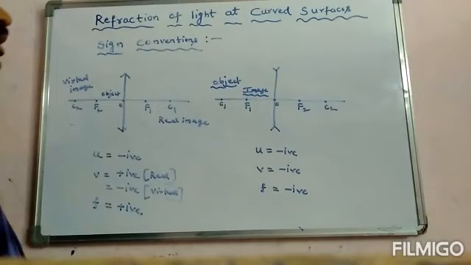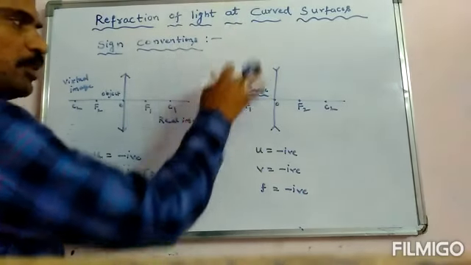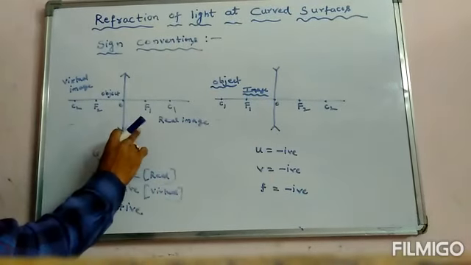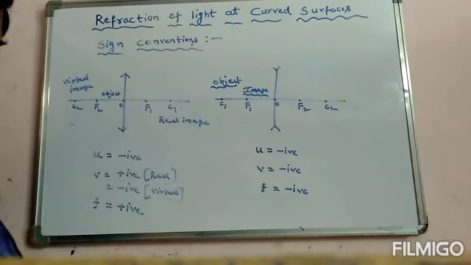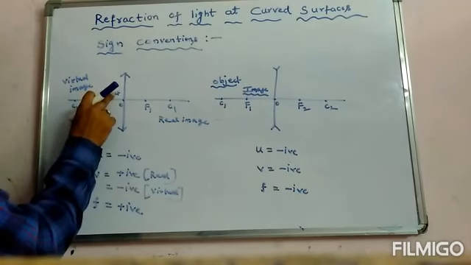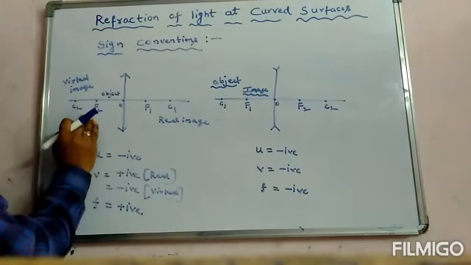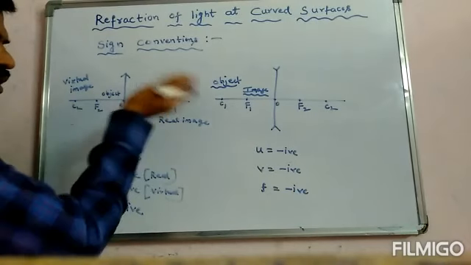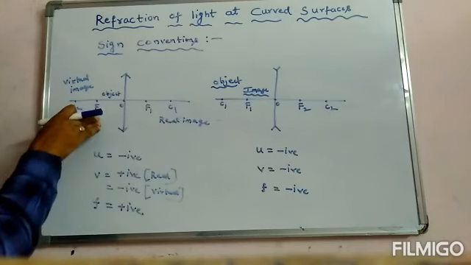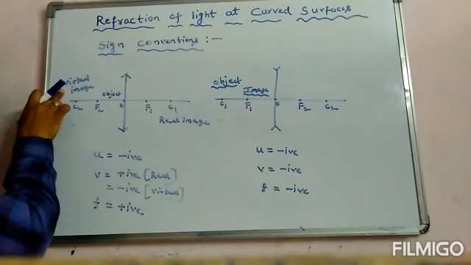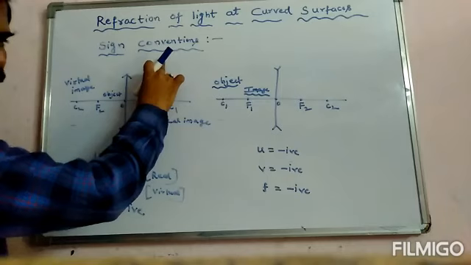Now let us learn about the sign conventions for the spherical lenses. Now here you can see convex lens. In convex lens, just now we have seen the ray diagrams for the convex lens. An object is placed before the convex lens, real image is formed other side of the lens, right? But virtual image will form same side of the lens, right? So what are sign conventions?